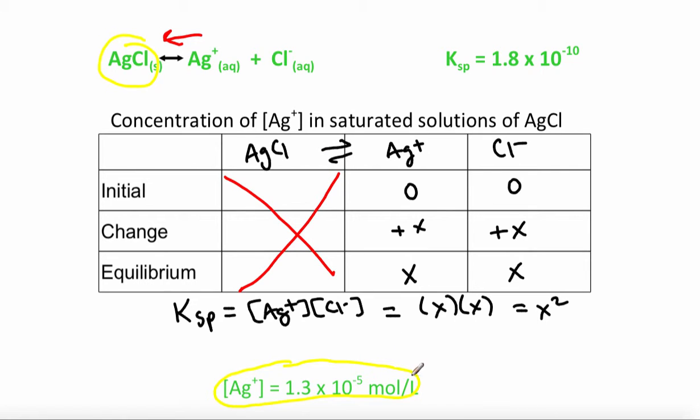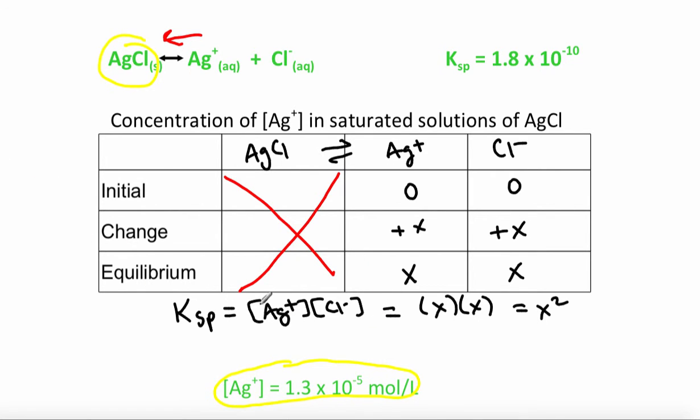And you can think of this as a Q versus K analysis, because until we get silver ion concentrations equal to or greater than 1.3 times 10 to the minus fifth, Q is either equal to K or less than K. And in that case, no reaction is going to happen. Once Q gets greater than K, then we see this shift to the left and a precipitate forming.